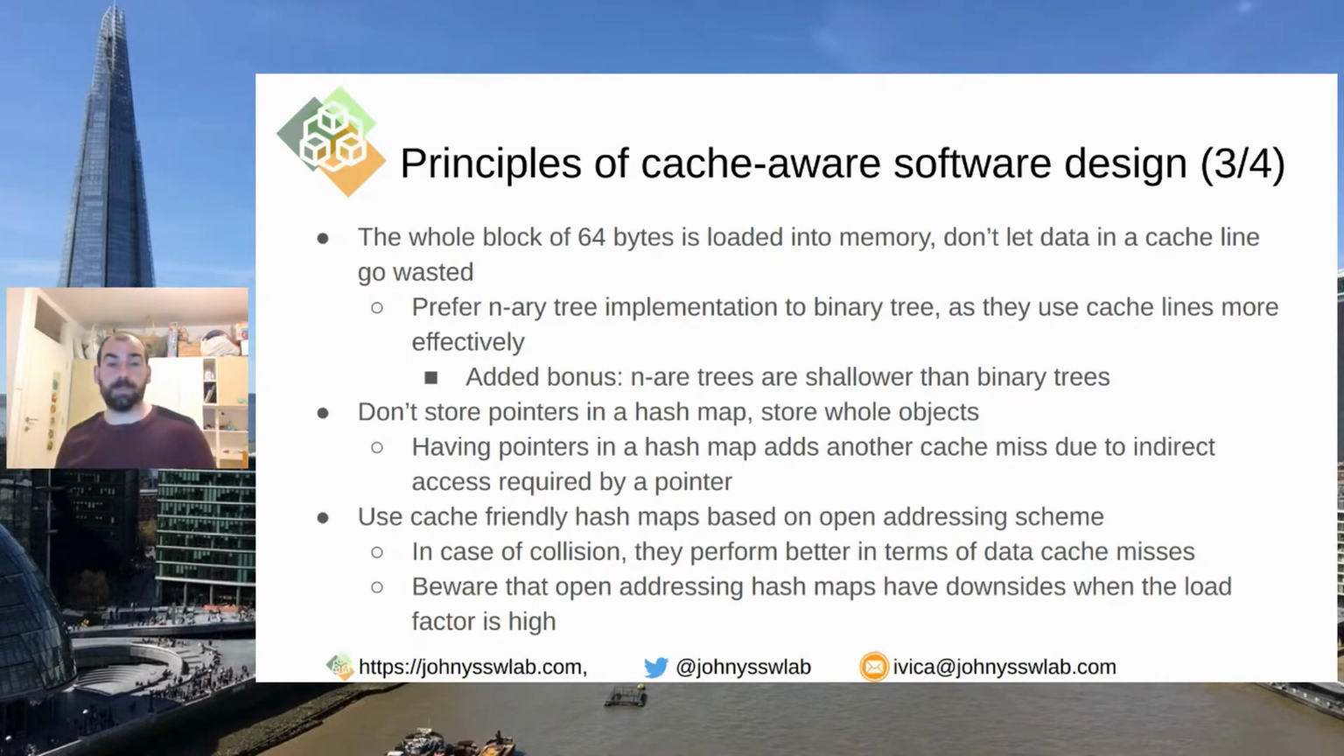If you need to use hash maps in your program, there are hash maps that are based on an open addressing scheme. In case of collision, they perform better in terms of cache misses. So open addressing hash maps, if you are interested, look it up. This is a nice concept, but it also comes with its own downsides. If the load factor is too high, there can be performance problems in case there are many collisions.